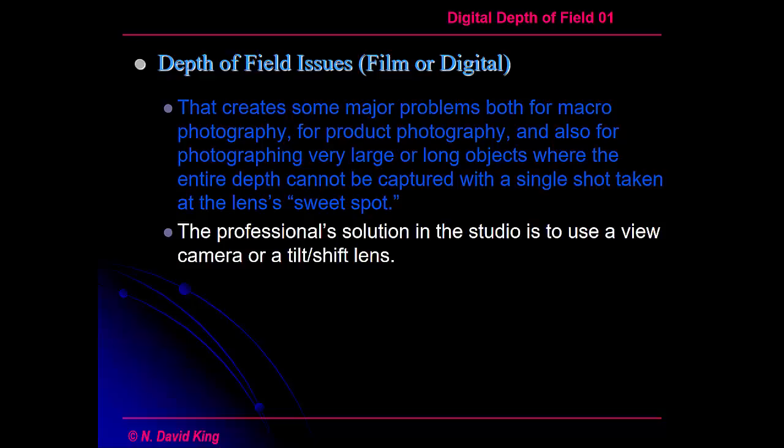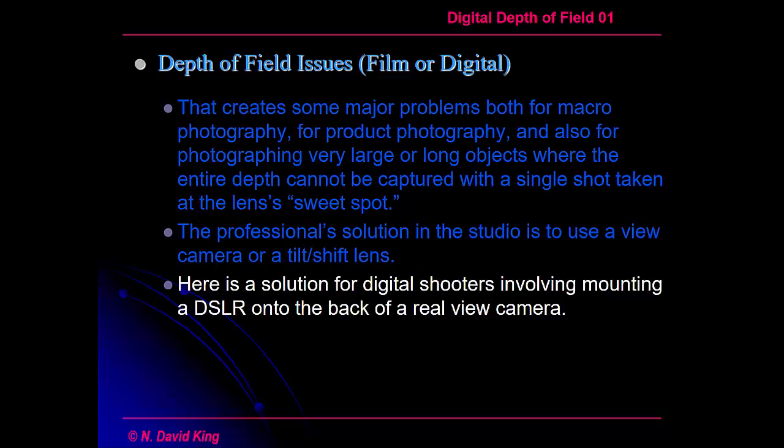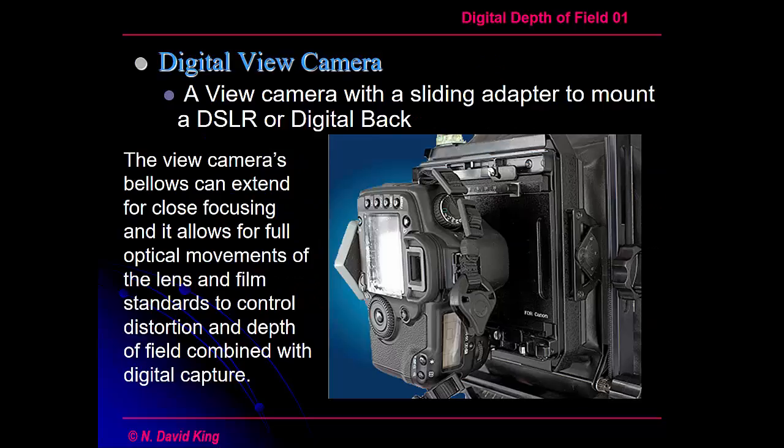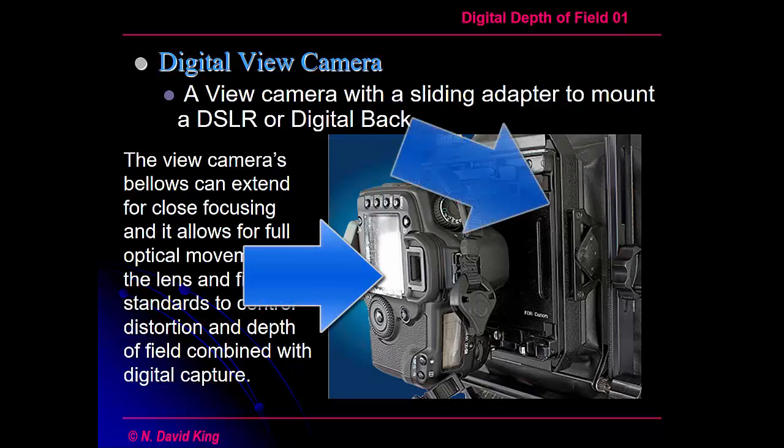In the professional world, their solution is to use something called a view camera or a lens called a tilt-shift lens. But both of those are expensive, technically complex options. There is a solution based on the view camera for digital shooters. It involves taking a DSLR and mounting it onto the back of a real view camera. And here is one. Here is a Canon DSLR mounted on the back of a Toyo view camera.